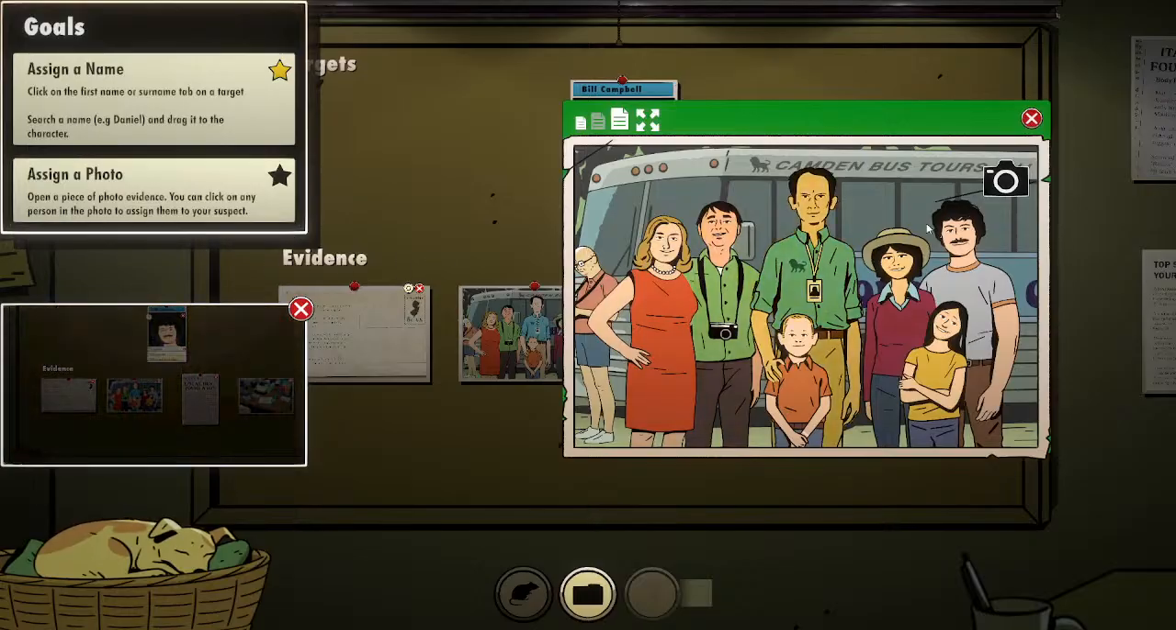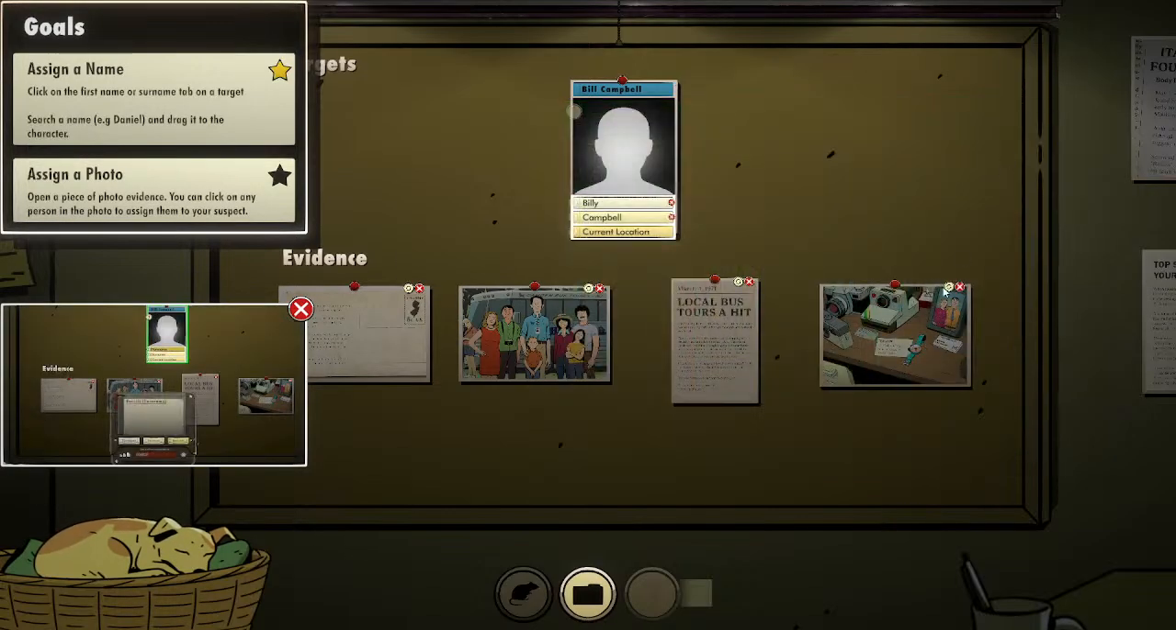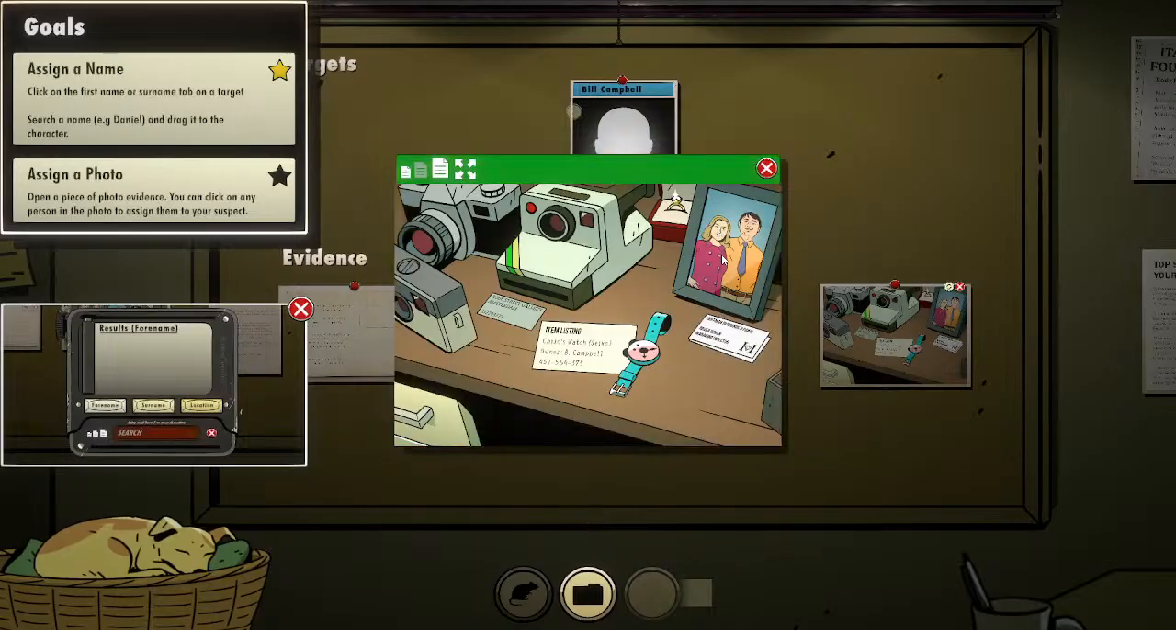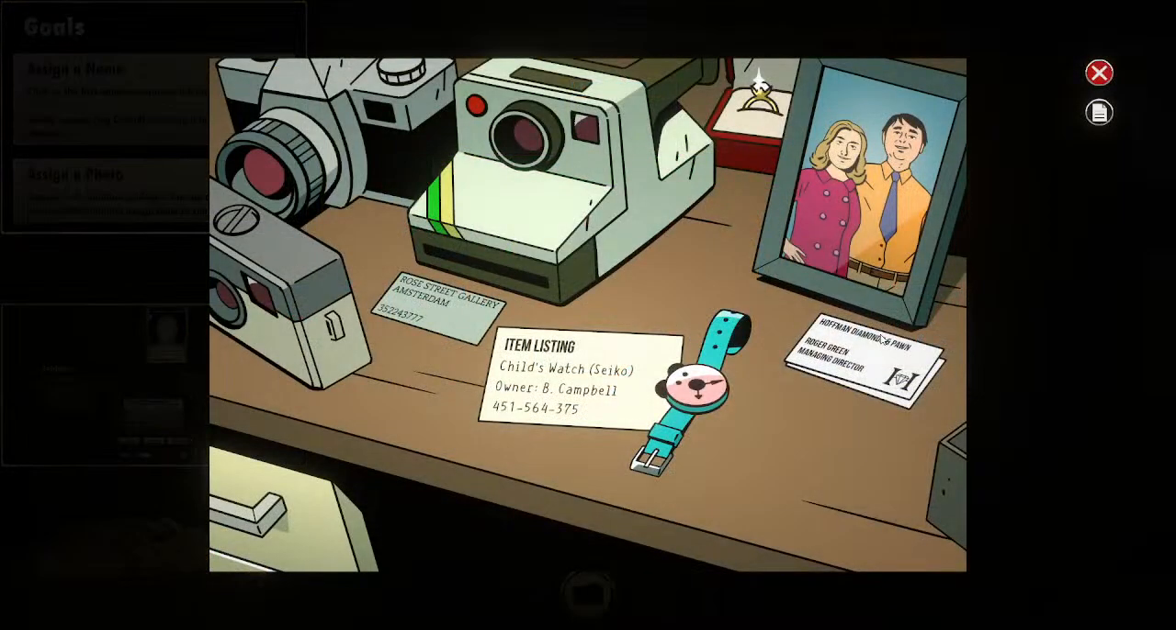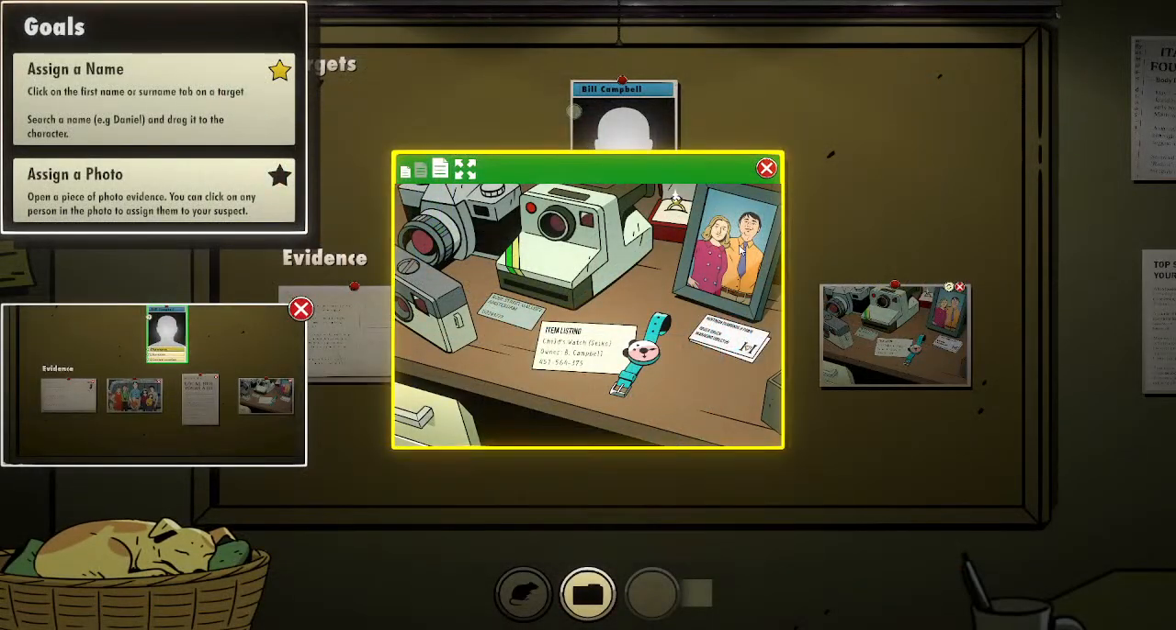It's telling me I should be able to assign a photo, so presumably that's the next thing I'm gonna be able to figure out how to do. What is this? Can I perhaps zoom in? Oh yeah, I can. Roger Green, managing director. Oh, is this gonna be a process by elimination where I know he's somewhere in that photo?